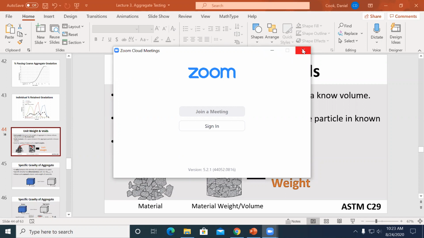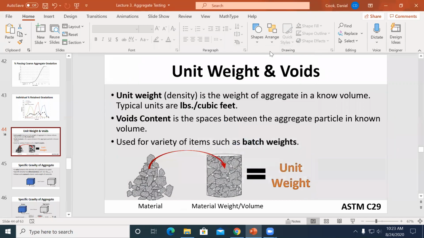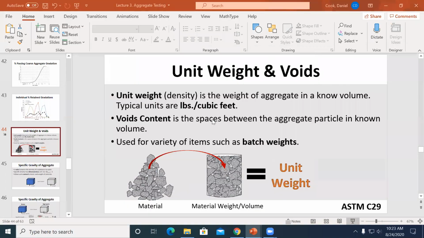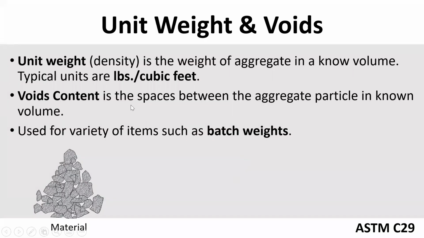All right, so where we left off, talking about unit weight and voids. So unit weight or density is the weight of a material in a known volume. So maybe you have a certain pounds per cubic foot would be basic density, basic unit weight. Unit weight, density, the same thing, tomato, tomato.